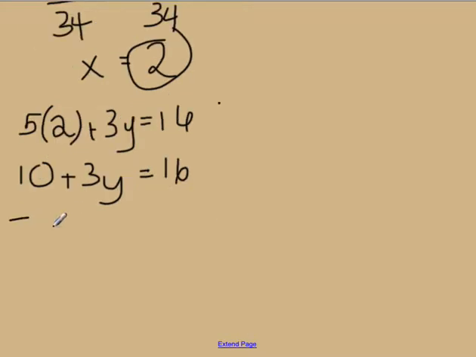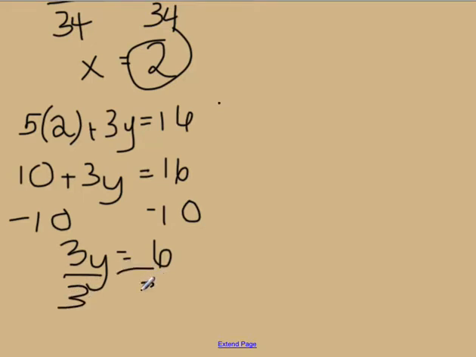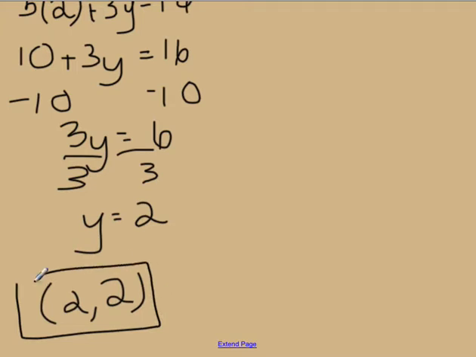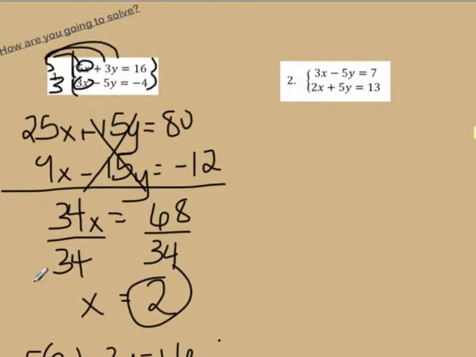Here, subtract 10 from both sides. Okay, so I have this 3y, and 16 minus 10 is going to give me 6. Divide both sides by 3, and I end up getting that y is equal to 2. So my x is equal to 2 and my y is equal to 2. So I'm going to write that out as a coordinate point, first my x and then my y.